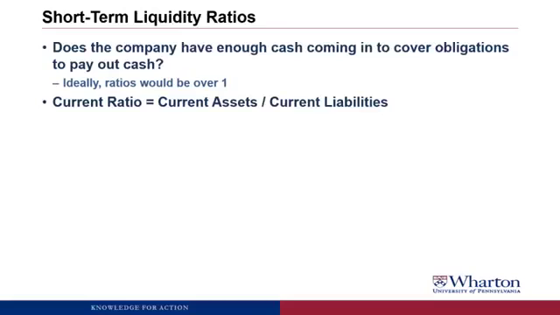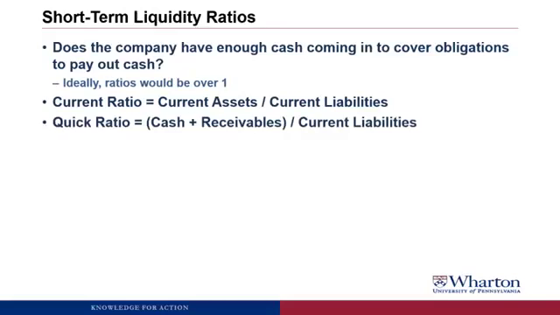So a more conservative ratio would be what's called the quick ratio, which just says take cash plus accounts receivable and divide that by current liabilities. That's very conservative because cash and receivables are the most liquid assets we have, the ones that are most likely going to turn into cash. And so the question is, do we even have enough from those two categories to cover our obligations? This is one where it is really hard for it to be over 1. Generally, this one is a little bit less than 1.